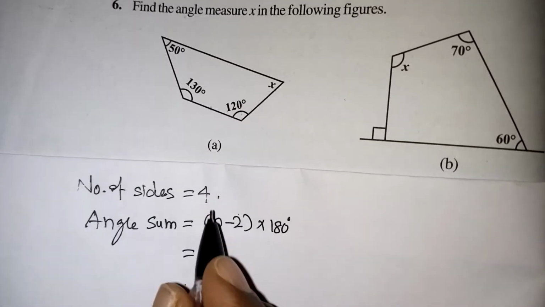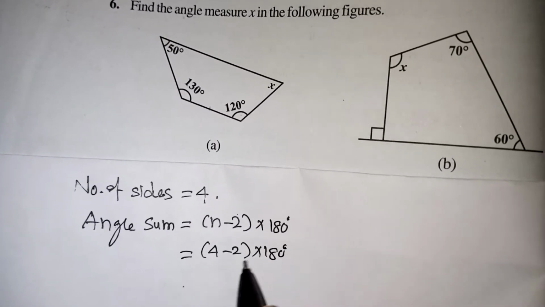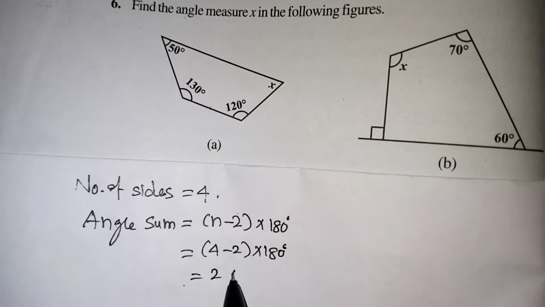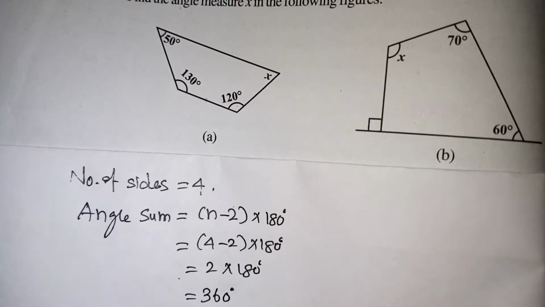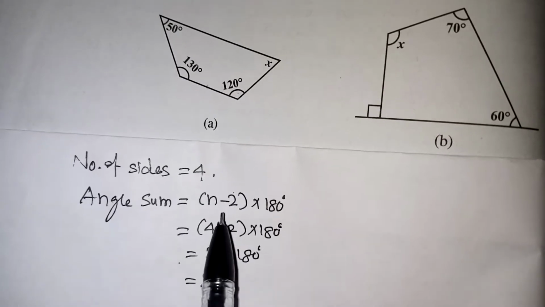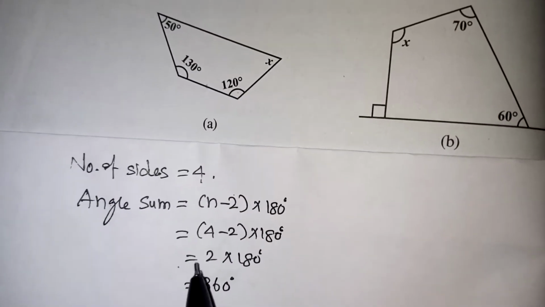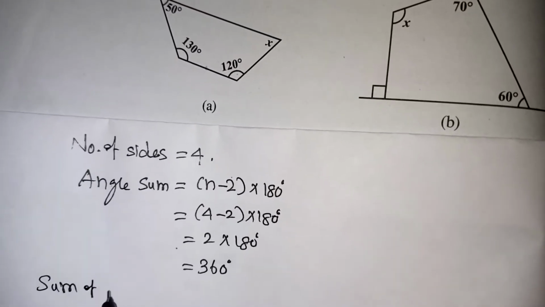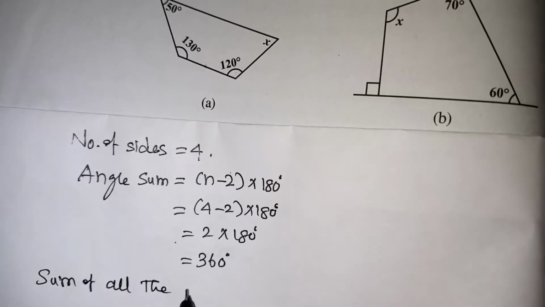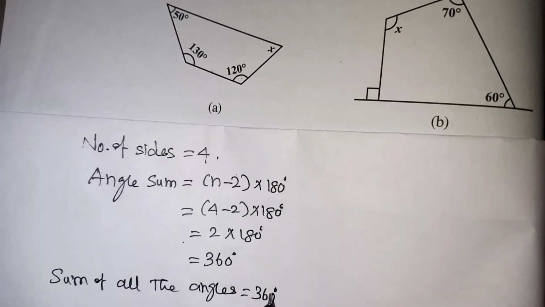Here what is our n value? 4. So 4 minus 2 into 180, that is 2 into 180 degree, which is equal to 360. So angle sum is 360 degree. That means if you add all the four angles, the answer should come to 360 degree. So sum of all the angles is equal to 360 degree. That we got it now.